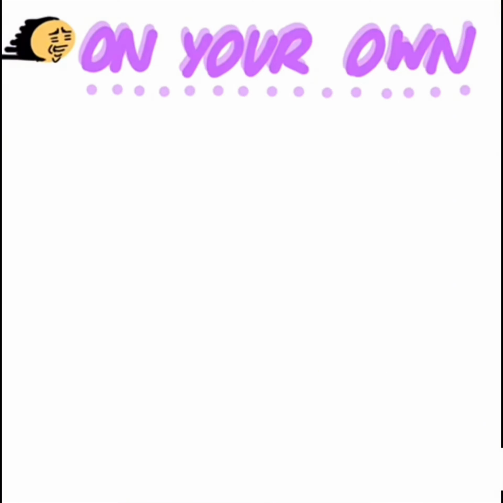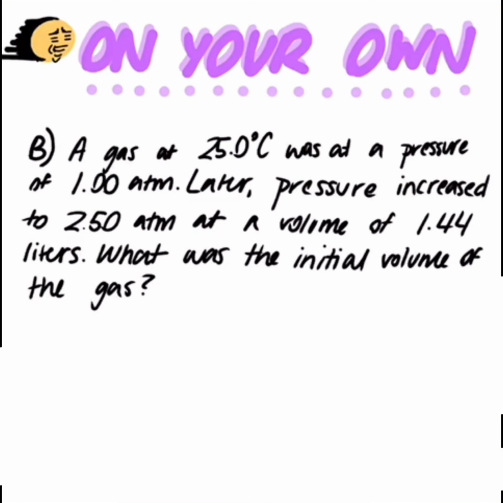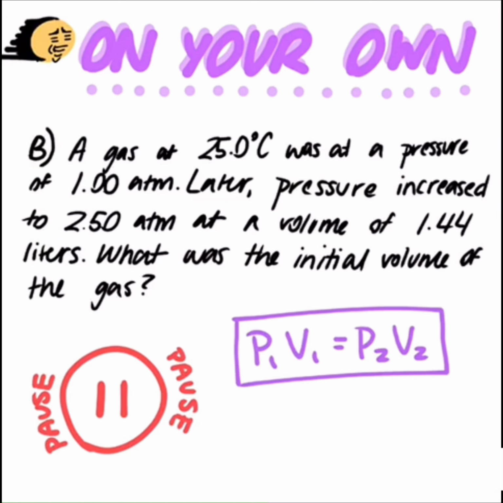Next, try this practice problem on your own. A gas at 25.0 degrees Celsius was at a pressure of 1.00 atm. Later, pressure increased to 2.50 atm at a volume of 1.44 liters. What was the original volume of the gas? Pause the video. Then, click play to reveal the answer after a 5-second countdown.